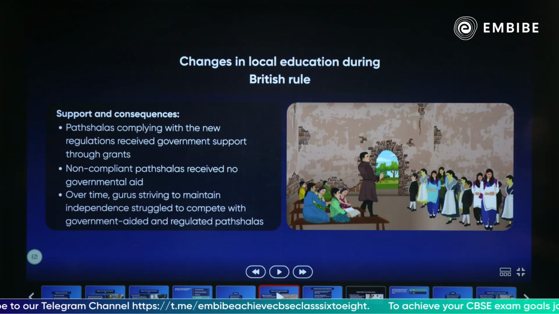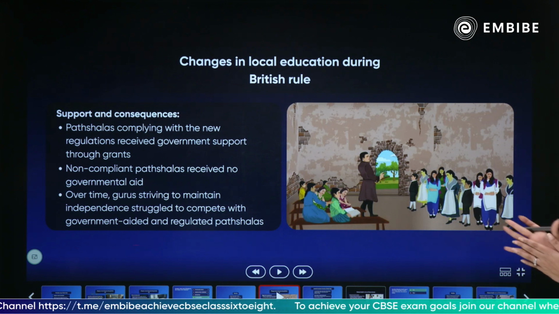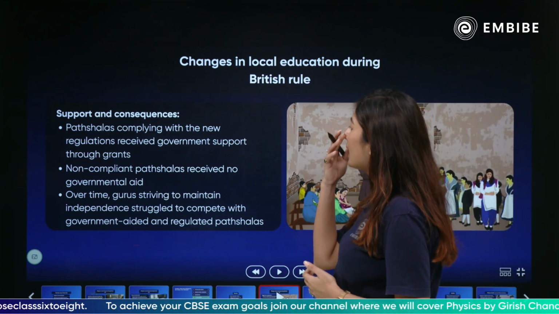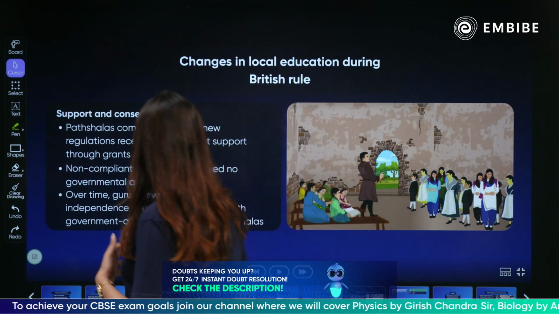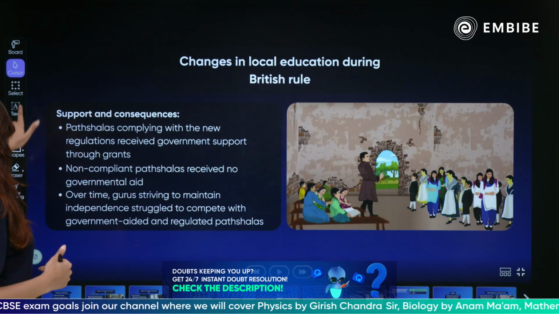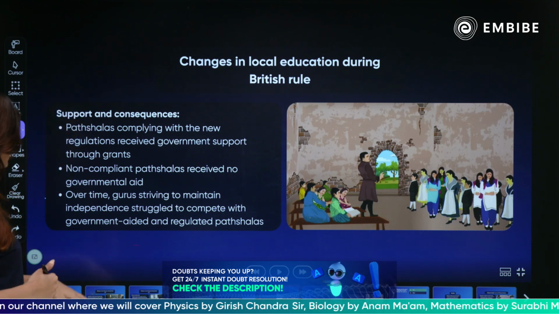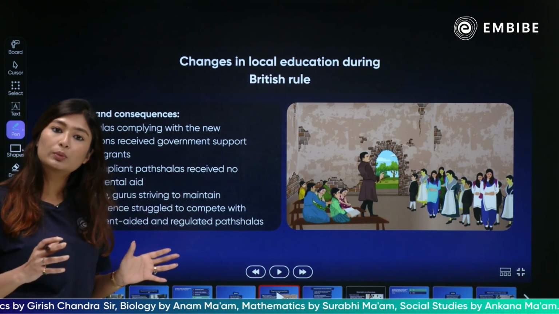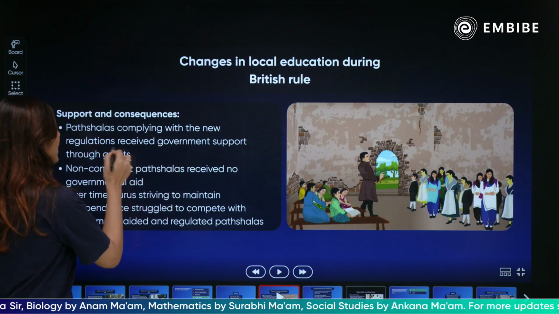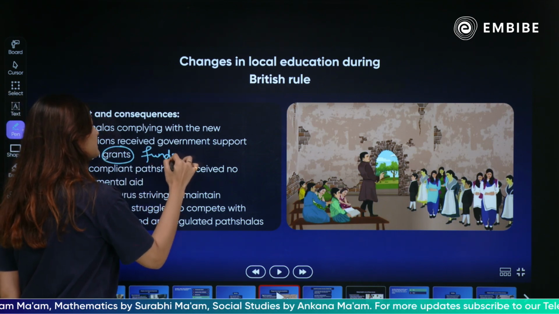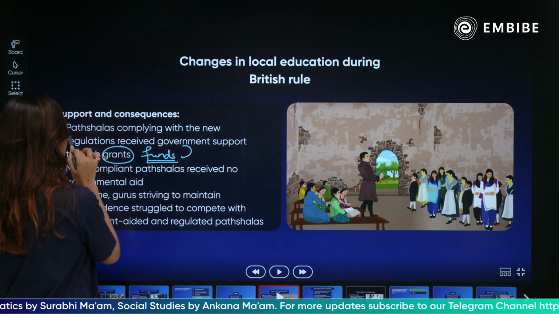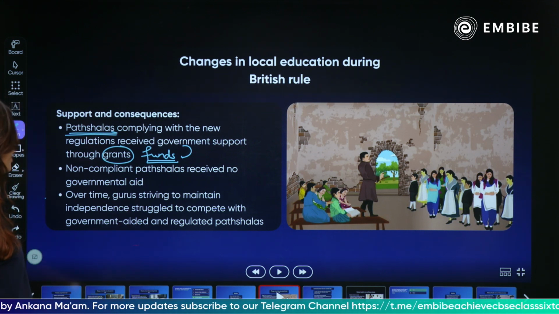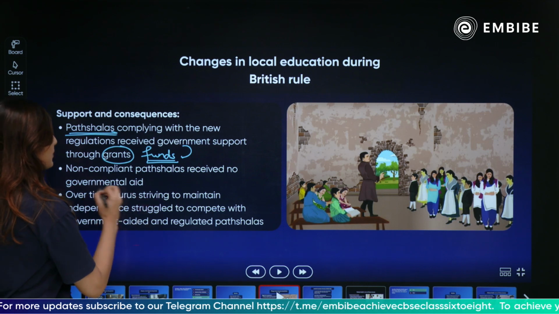ठीक है, what was the result of these changes, and results क्या होता है, जो changes हो रही हैं उसका असर क्या होता है. तो सबसे पहले हमें देखना है कि पाठशाला complying with new regulations received government support through grants. So wherever, in whichever school the changes were brought in, ठीक है, the changes that the Britishers wanted to be brought in, the shift that the British government wanted to be brought in, जहाँ पे भी ये shift आ गया था वहाँ पे government funds मिलने लग गई थी. सरकार खुद जो है पैसा देने लग गई थी इन पाठशालास को, so that they could develop more, they could teach more students, reach as many students as possible. Non-compliant पाठशालास had no government support, no government aid.